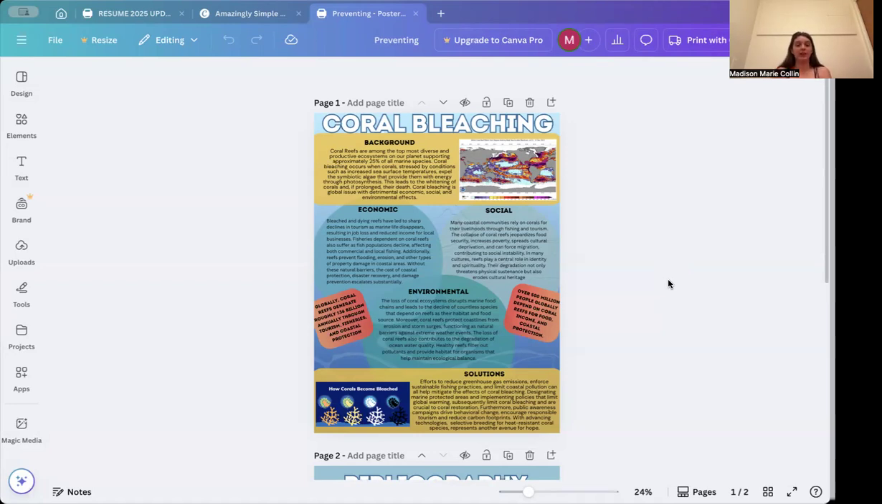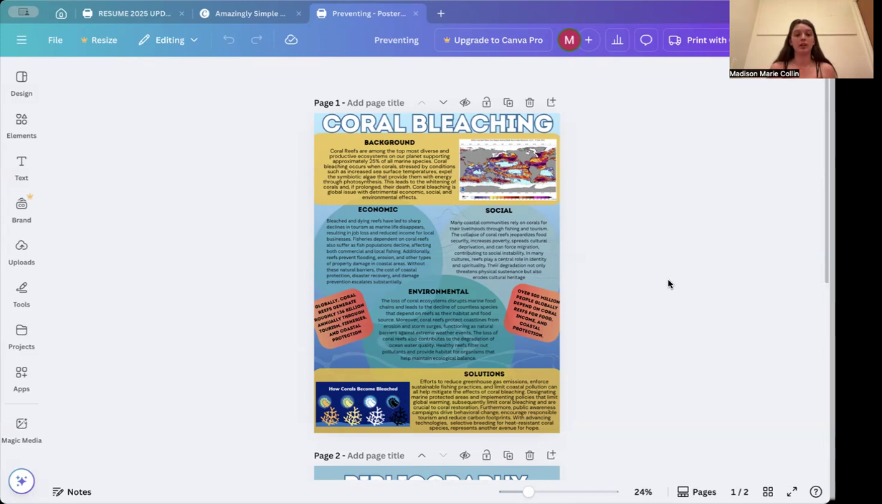So, to dive right in, my umbrella topic was on the impacts of coral bleaching on a global scale. For some background, coral reefs are among the most diverse and productive ecosystems on our planet, supporting approximately 25% of marine species. On the graph next to background, you can see all the areas across the globe recorded by NOAA where there's been a bleaching event and the rise in global sea temperatures.